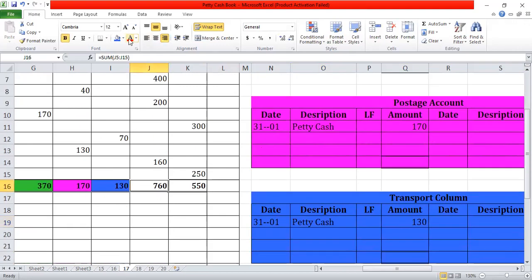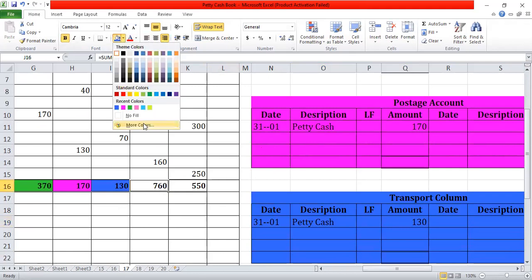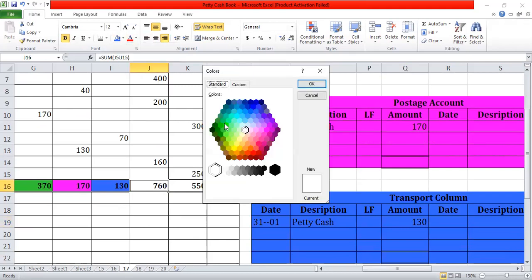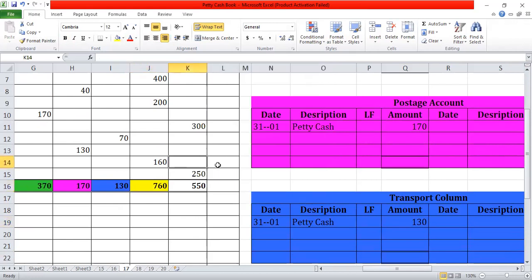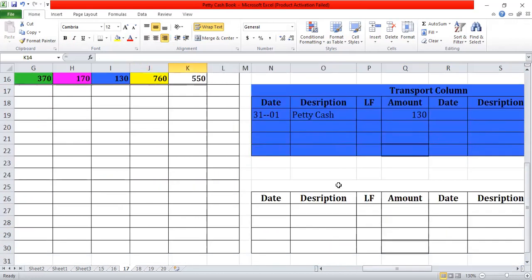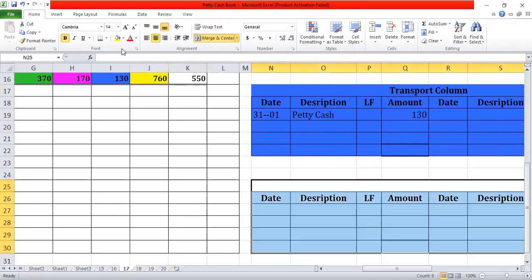Then refreshment, 760. Open the next account for refreshment.